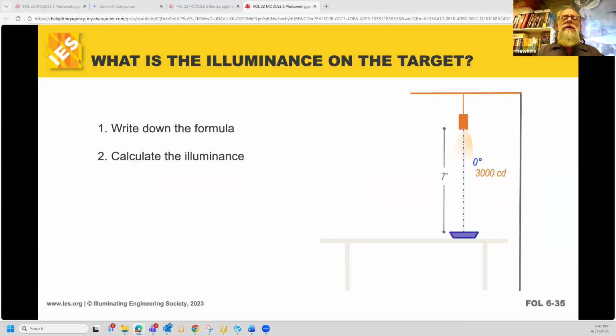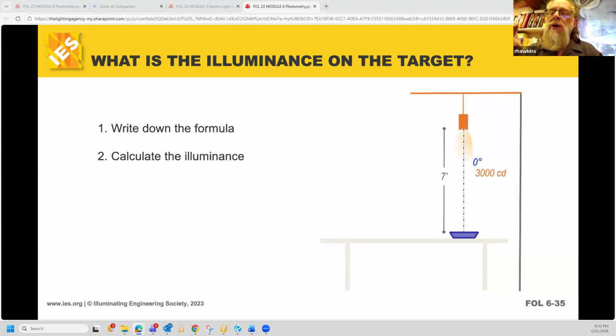Let's see. And again, you used to have to take tests. I'm not going to make you, right? This one's pretty easy. If we have a fixture straight above, that means cosine's 1. E equals I over D squared. In this case, I is 3,000 candela. D is 7. So 3,000 divided by 49 is your answer for foot candles. Go back to there. So that gives you 61 foot candles straight below that fixture, initial. All right, everybody see how that worked?